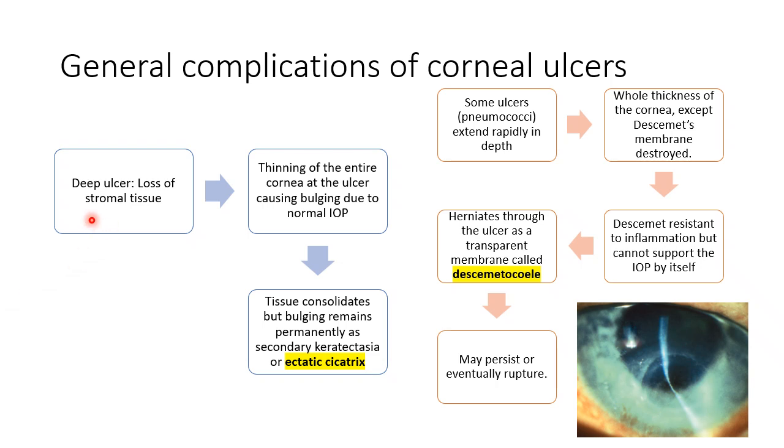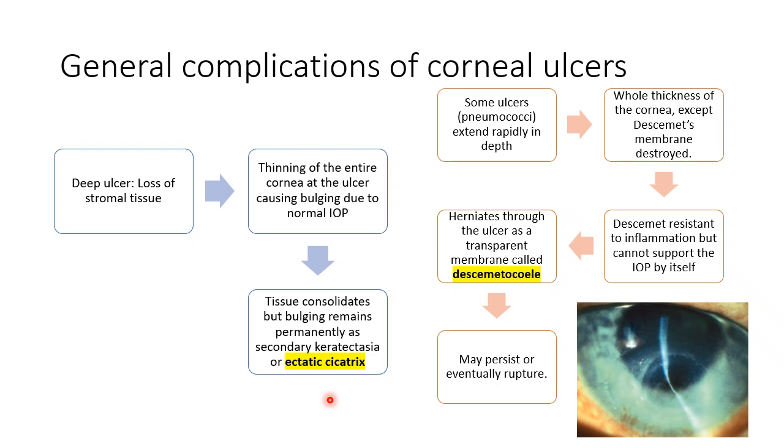what happens? Untreated. If the ulcer is deep, there is a loss of enough stromal tissue such that the cornea thins out at the site of the ulcer, and the whole structure bulges because the eye has its own intraocular pressure. So the remaining corneal tissue bulges out. Sometimes the tissue may consolidate because there is healing also going on, there is fibrosis going on, but the bulging will remain permanently, and this is referred to as an ectatic cicatrix. That is the thinned out, bulging corneal tissue following healing of ulcer.